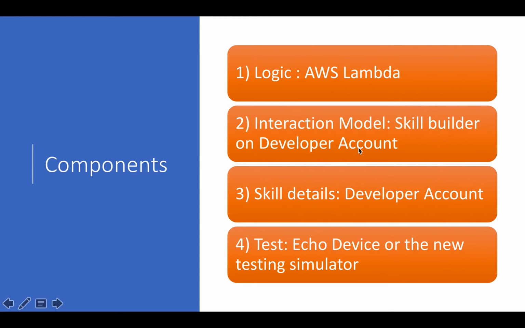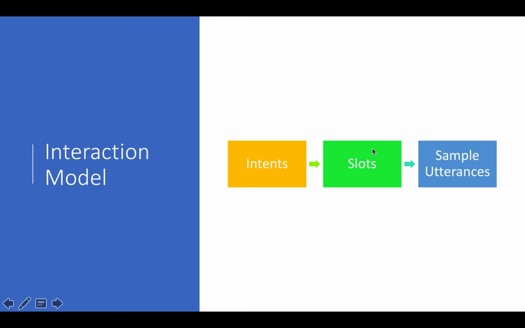Now the number 2, interaction model. You could say it's like the front end of the Alexa skill, right? Just like you go to a web page and you click on various menus and all the options, drop downs, that sort of stuff. In Alexa, since it's a voice interface, you need to have a similar kind of navigation system through voice, and the interaction model helps us achieve that.